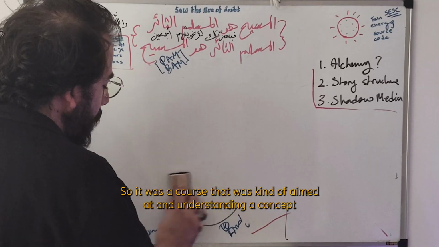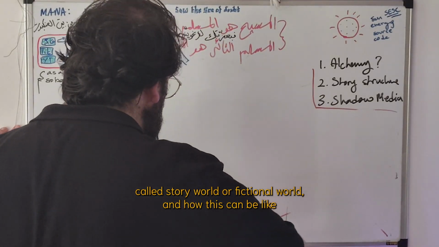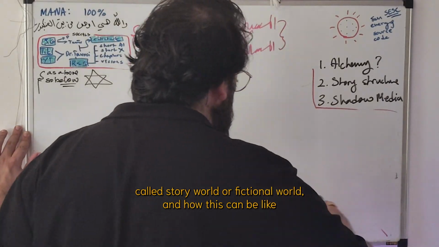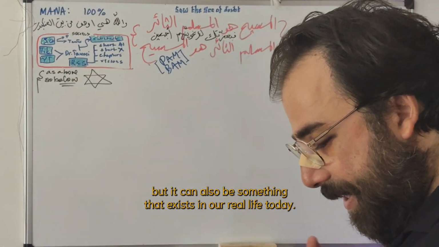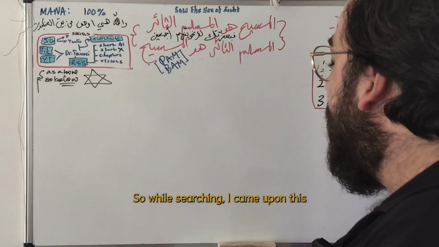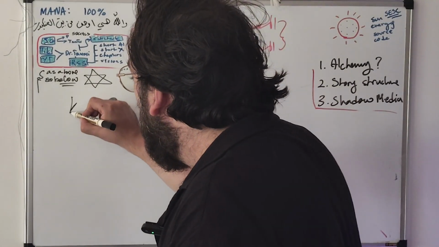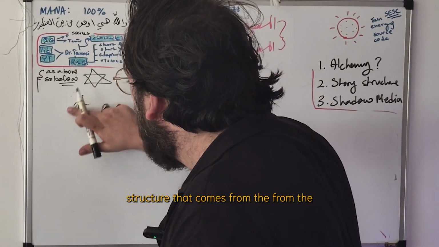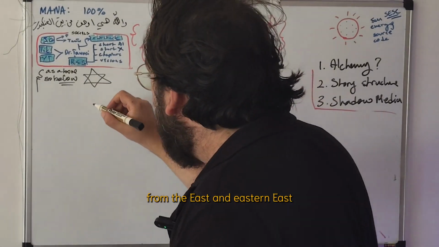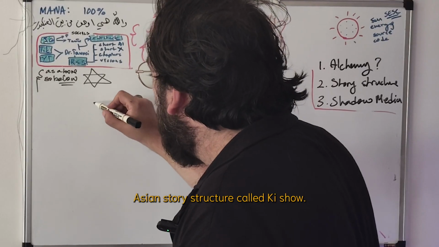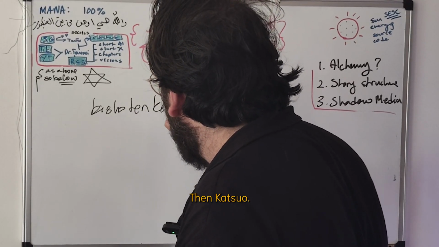So it was a course that was aimed at understanding a concept called story world or fictional world, and how this can be something like Lord of the Rings, but it can also be something that exists in our real life today. While searching, I came upon this ancient structure that comes from the East, an East Asian story structure called Ki Sho Ten Ketsu.